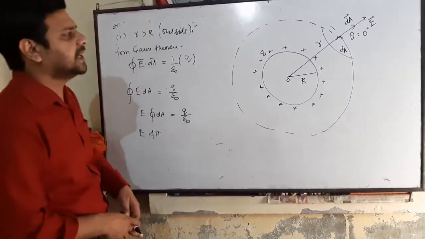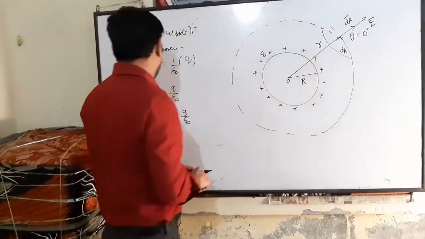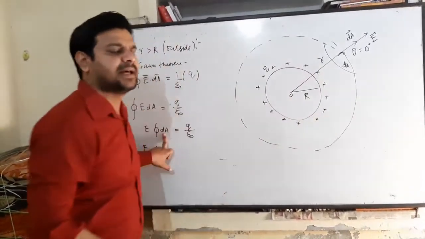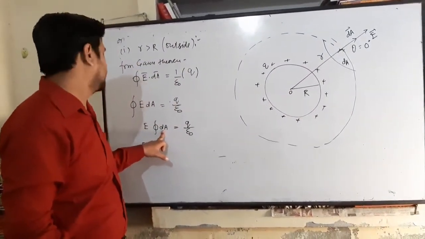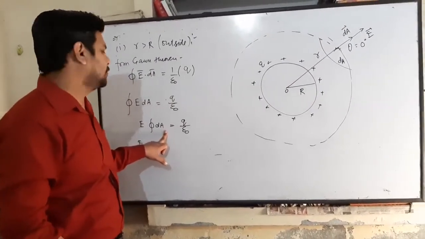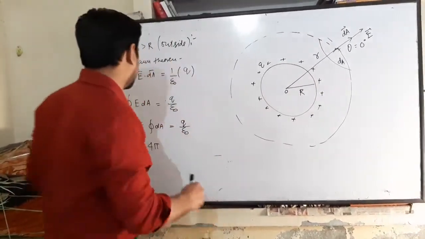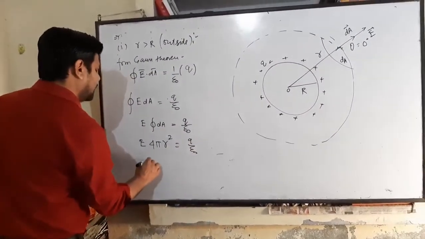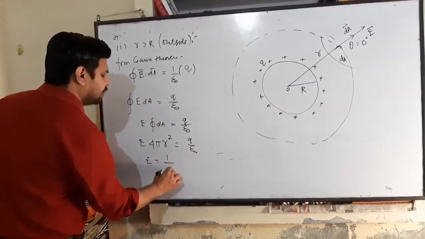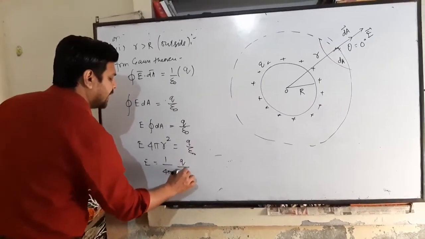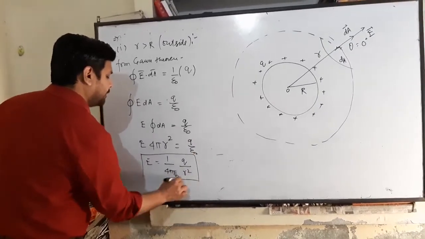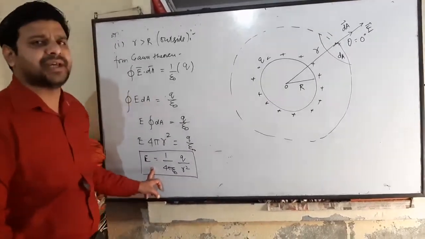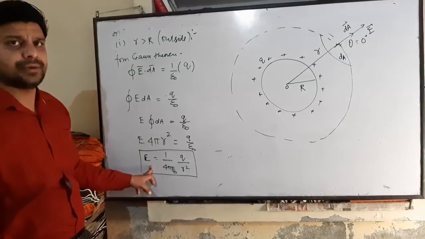Which r? We will take small r. dA is the small portion of the Gaussian surface, so while integrating dA, we will take the total surface area of the Gaussian surface. It means E times 4 pi small r square equals q over epsilon naught. E is equal to 1 over 4 pi epsilon naught, q over r square. As you see, this expression is the same as the intensity of electric field due to a point charge.